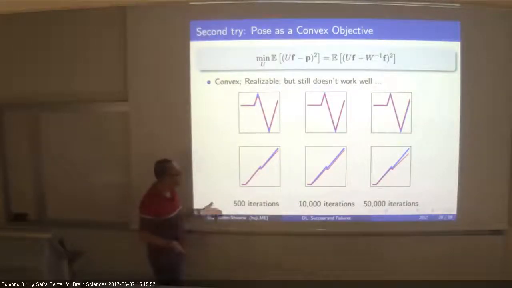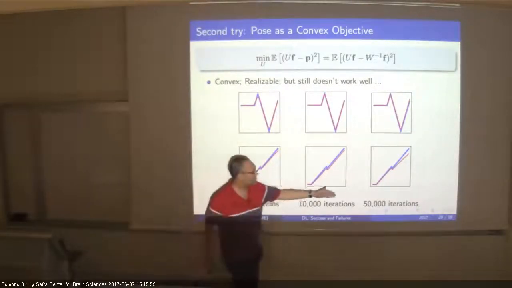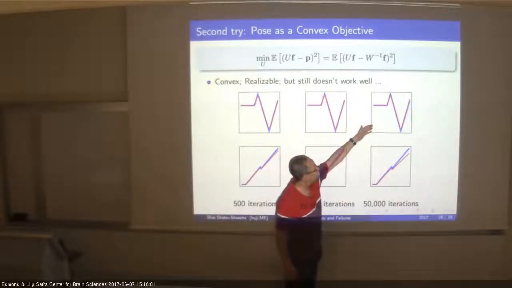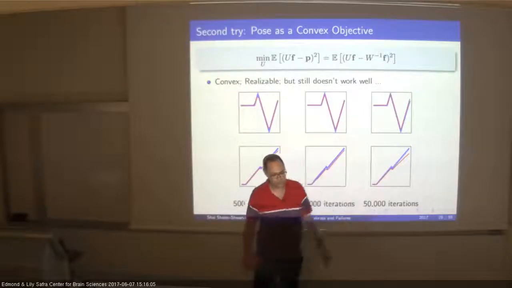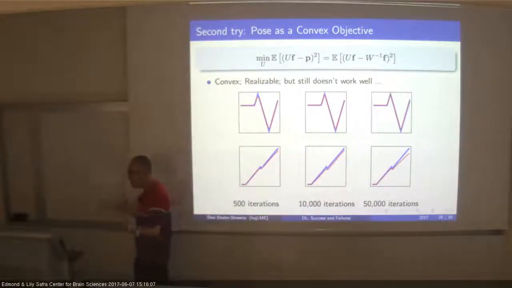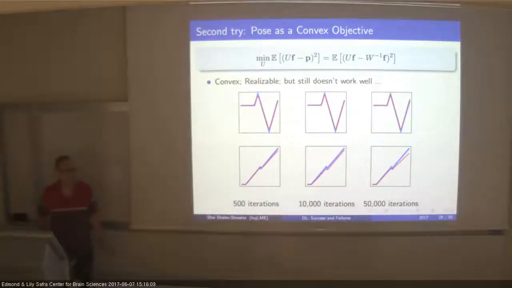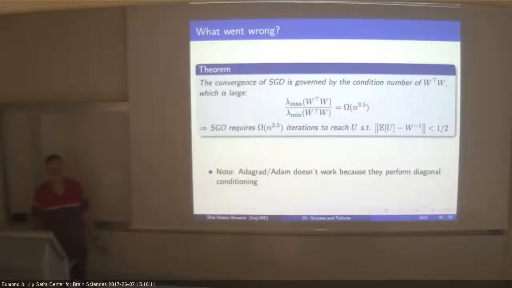Okay? But it's still very, very bad. Look, this is after 50. So for one curve it worked. For the other curve, it didn't work. Okay, so now it's convex. We know that it should converge. What's going on here?